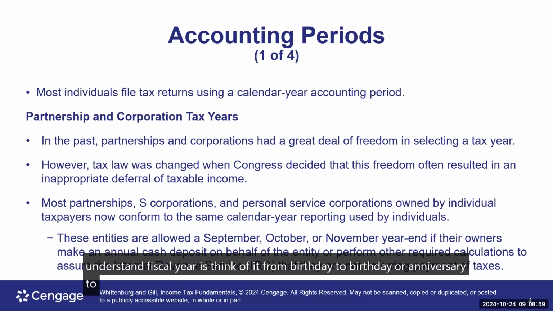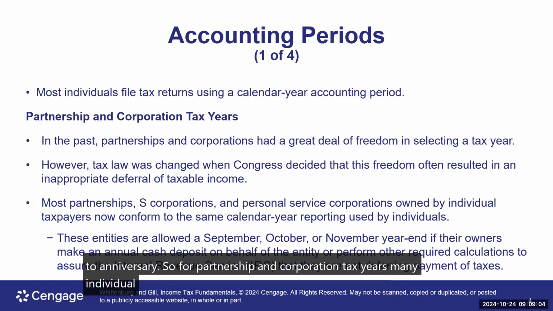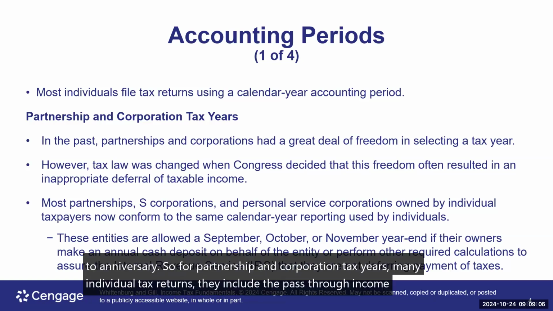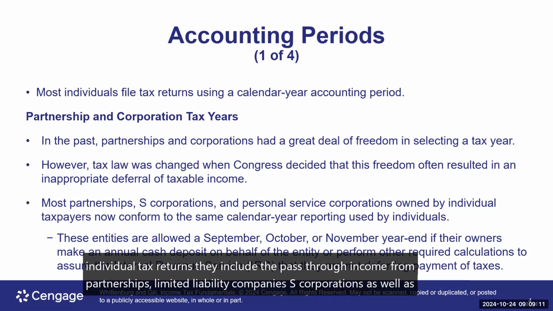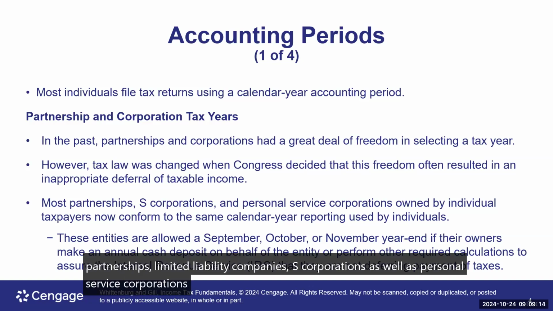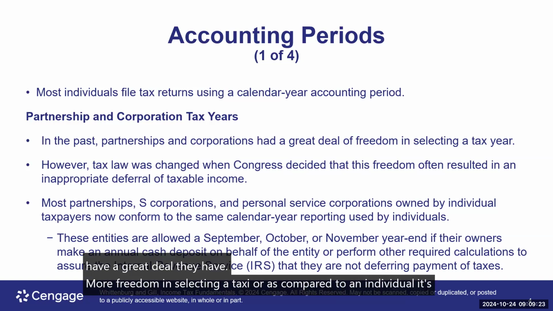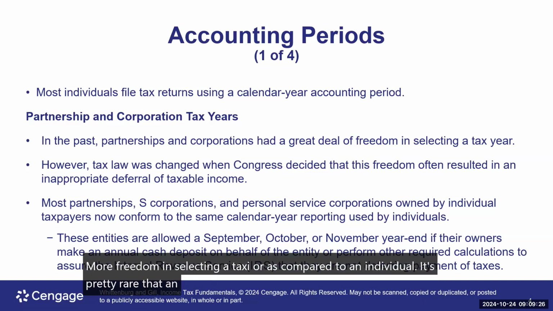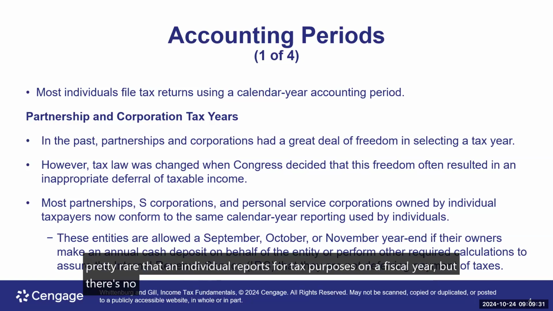So for partnership and corporation tax years, many individual tax returns include the pass-through income from partnerships, limited liability companies, S corporations, as well as personal service corporations. In essence, partnerships and corporations have more freedom in selecting a tax year as compared to an individual. It's pretty rare that an individual reports for tax purposes on a fiscal year, but there's no restriction on an individual utilizing the fiscal year.